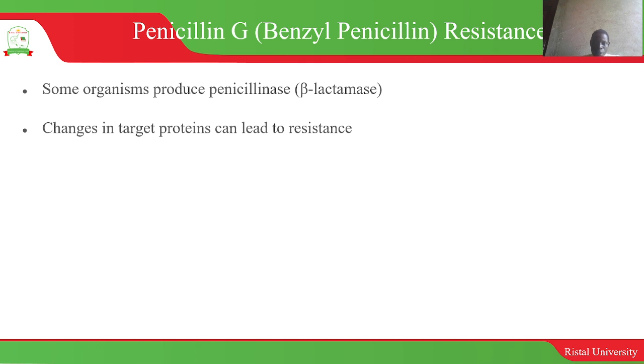We look at penicillin G resistance. We said some organisms that produce beta-lactamase are resistant to this penicillin. They cause changes in the target proteins and can lead to resistance. So we need to reinforce in this case.